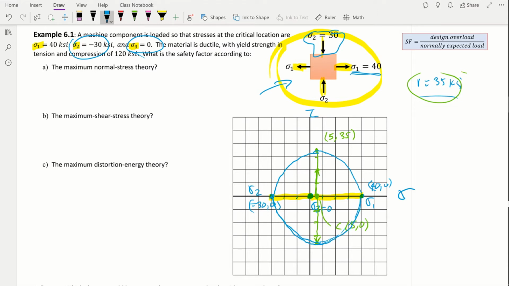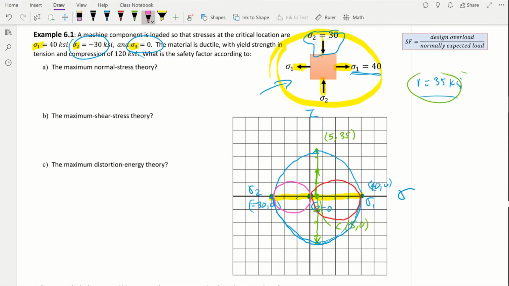Now remember, there's other 2 Mohr circles. There's one between sigma 1 and sigma 3. So between sigma 1 and sigma 3, I'll color that one red. And there's another one between sigma 2 and sigma 3, more or less like this.